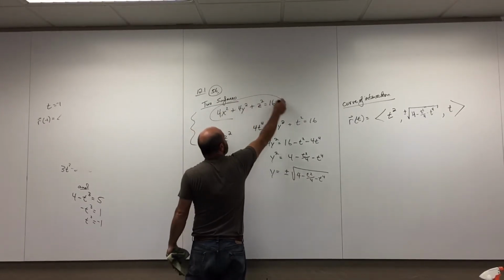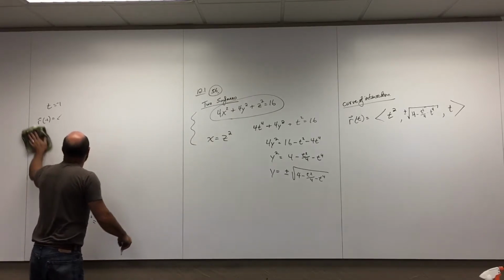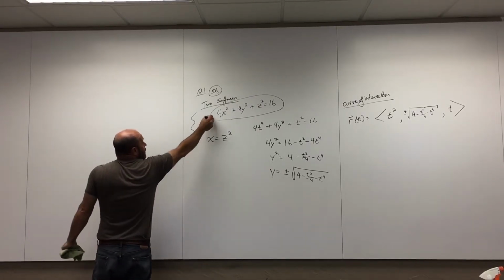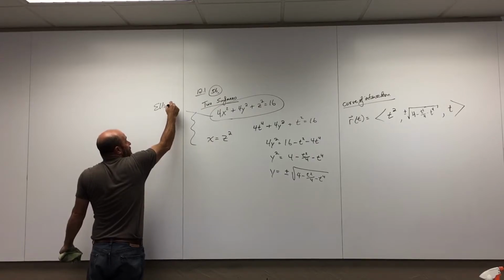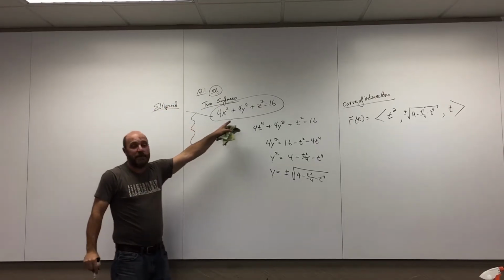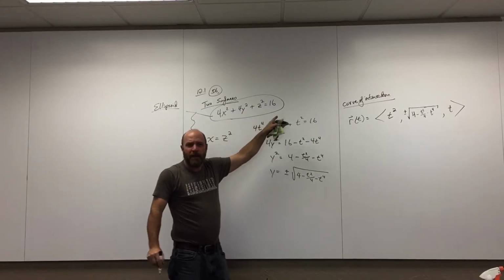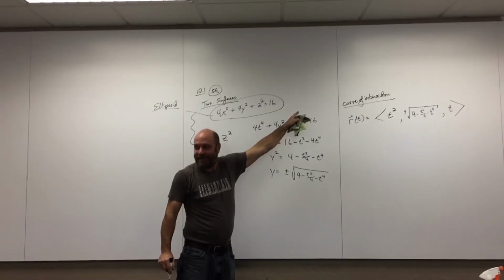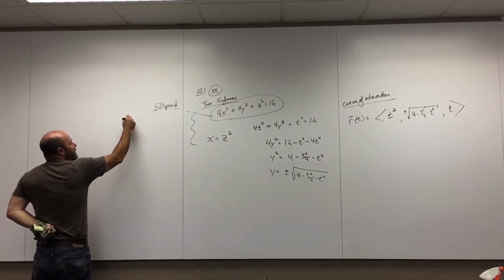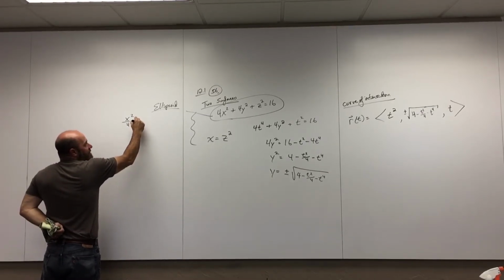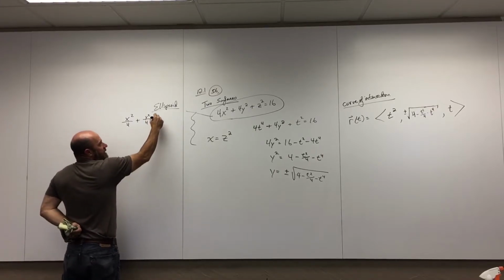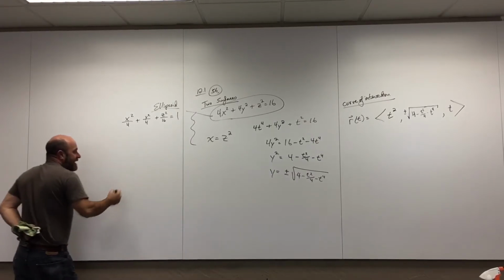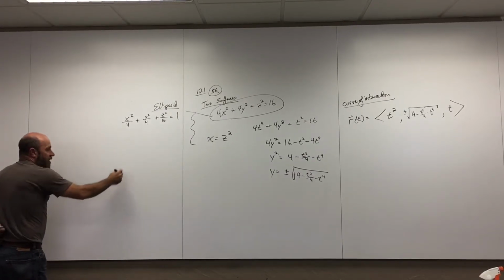Does anybody know what this is? Good job. A 3D ellipse, which we call an ellipsoid. An ellipsoid. And to study it a little bit further, I kind of like it in standard form, which means make it equal to 1, divide by 16. I'll do that quick, and I'll see x squared over 4, y squared over 4, and z squared over 16 equals 1. Right, you guys? Okay. I can attempt to draw that.